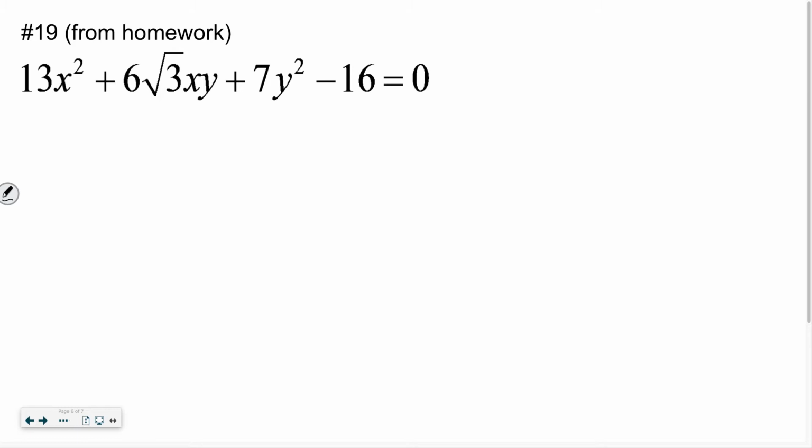Just stuff. Okay, can you start with steps 1 through 3? I'll check in with you in a couple minutes. Can you tell me what shape it is? What number is this? This is number 19. Can you tell me what shape it is? Can you find the angle of rotation? And can you figure out what your new x and your new y are going to look like?